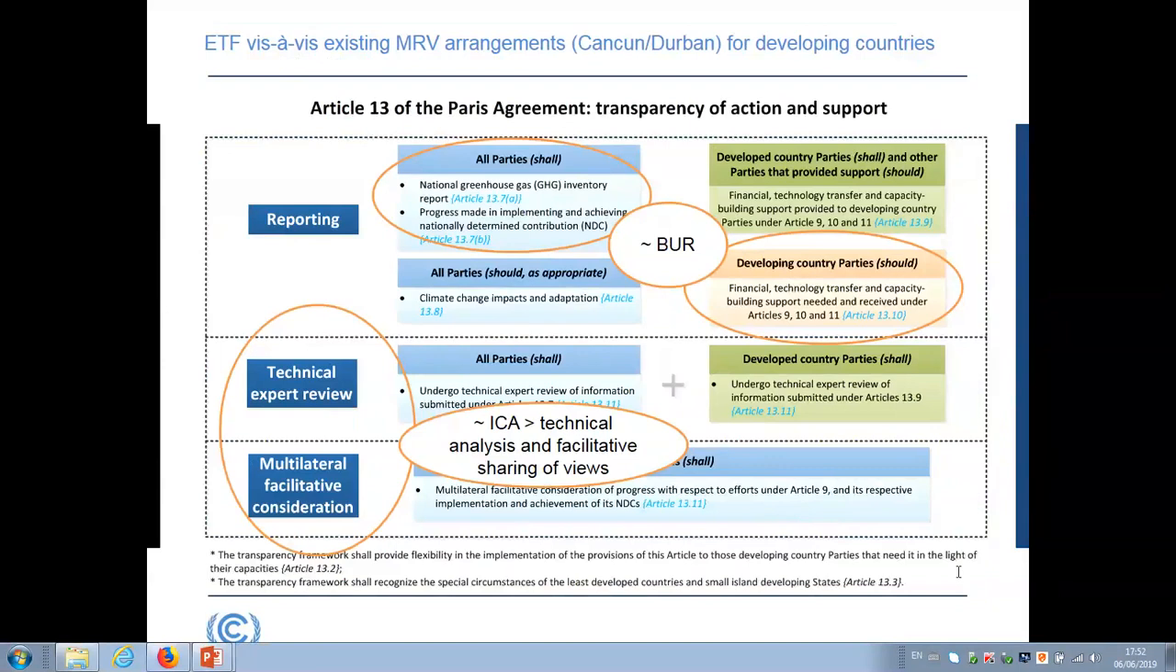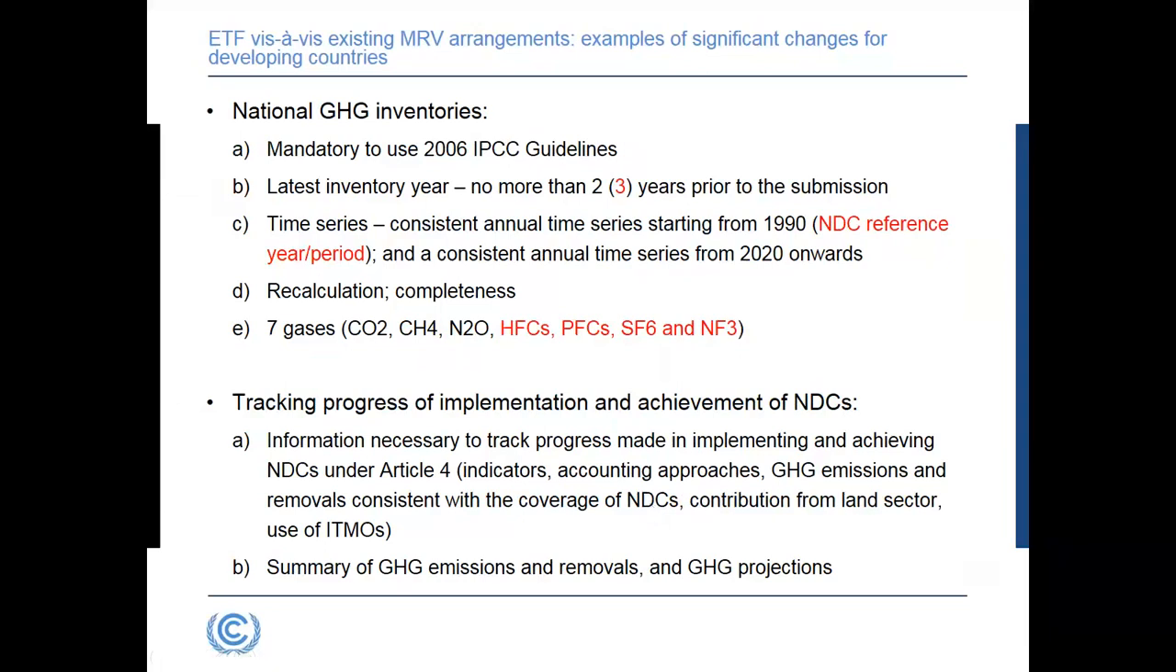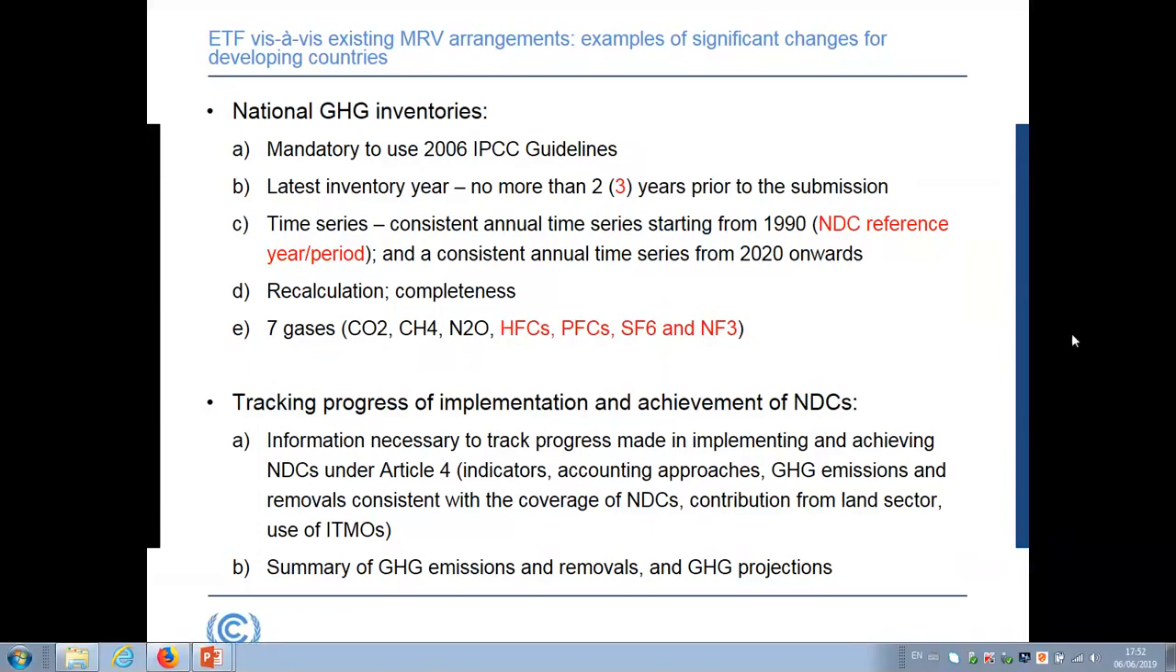So now I'm going to present some comparison of the ETF vis-a-vis the existing MRV arrangement. What we provide here is not exhaustive. This is a set of examples of significant change for developing countries. You will see some significant changes indicated in red in the slide. So for the national GHG inventory, all the parties have to use the 2006 IPCC guidelines. Now the main change for the last inventory year: it has to be no more than two or three years prior to the submission. Three years is a flexibility for the developing country.